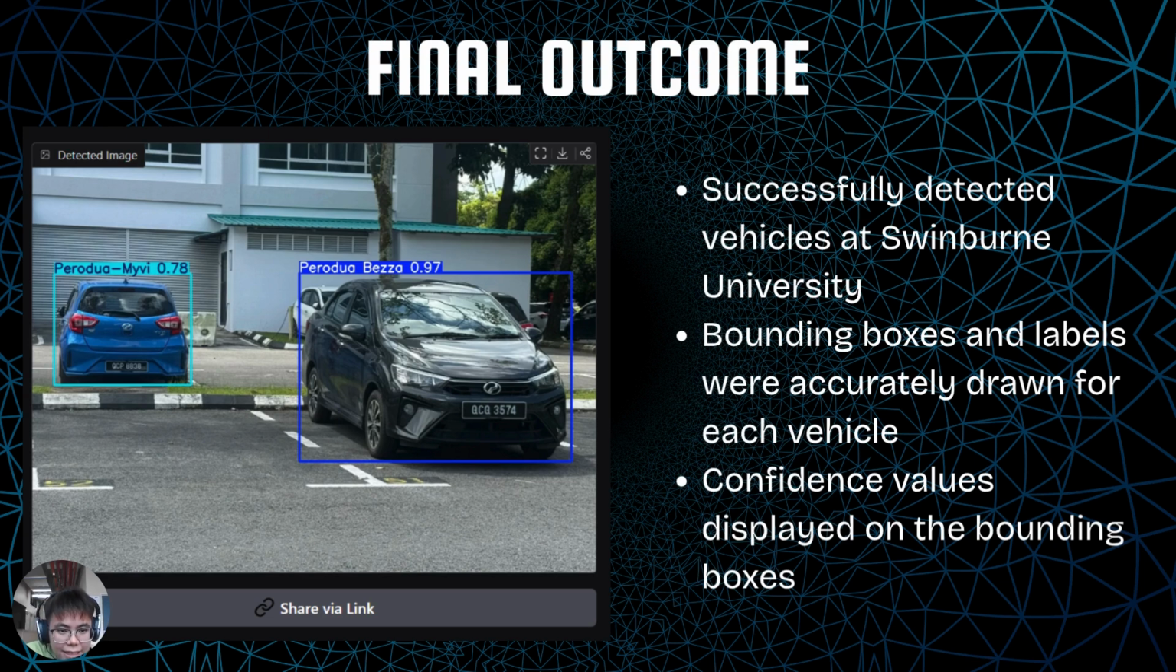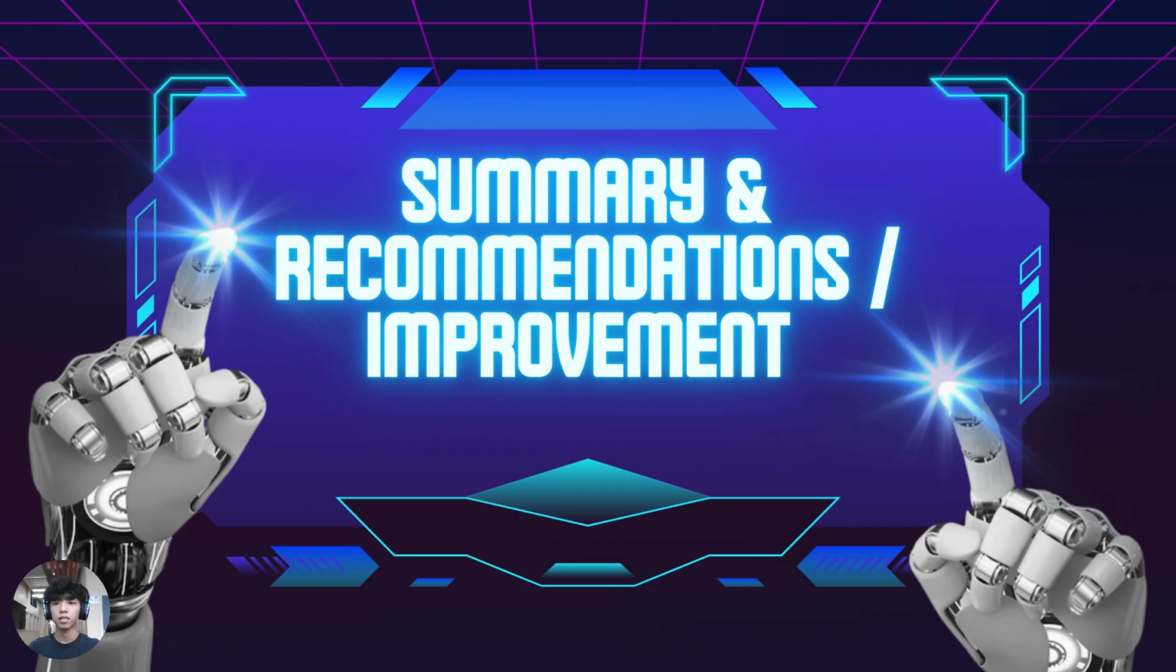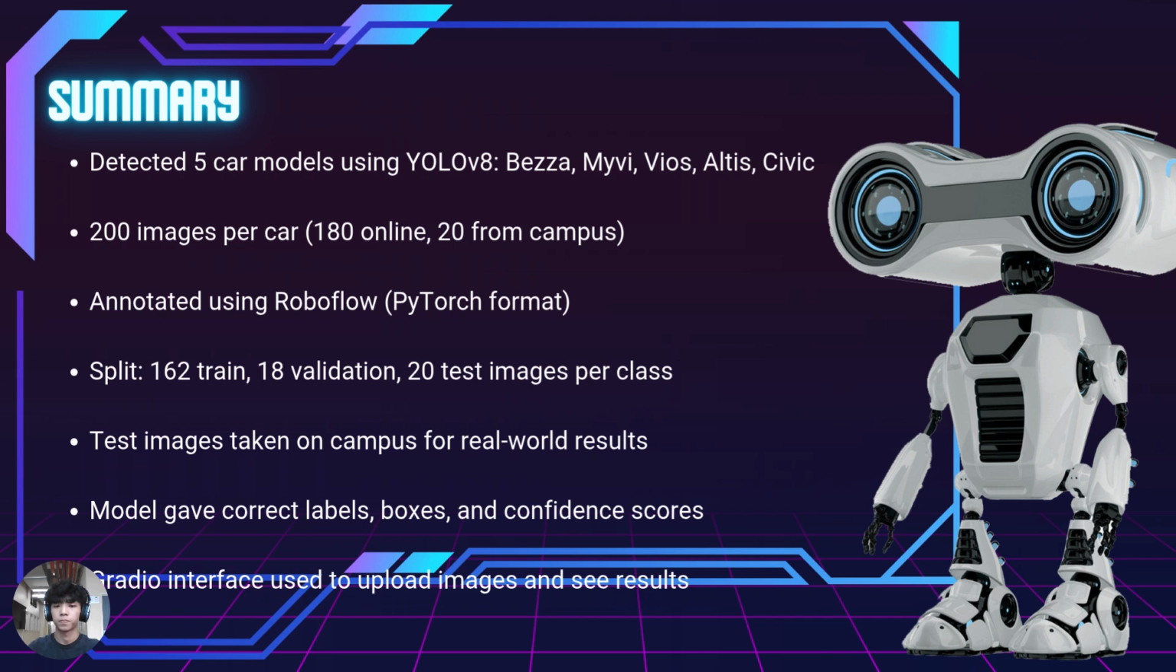Lastly, we have obtained our final outcome. The end outcome will be shown like this. The user interface successfully detected the vehicles on the input image. There are bounding boxes and class labels accurately drawn for each vehicle, which are Perodua Myvi and Perodua Bezza. Confidence values for each vehicle will be displayed on the bounding boxes. And that's all from me. Next, I will pass the floor to Jotham.